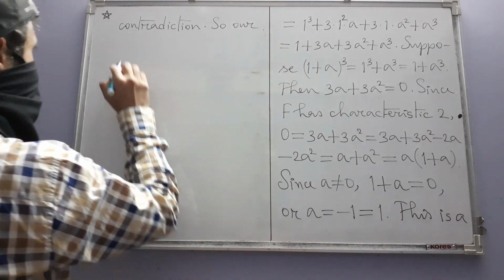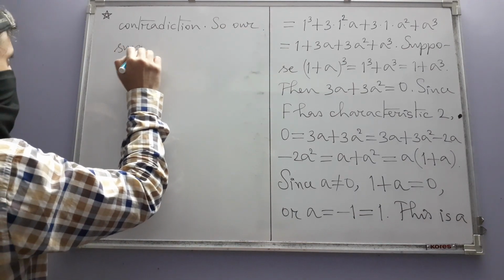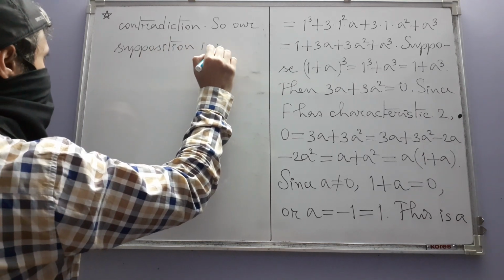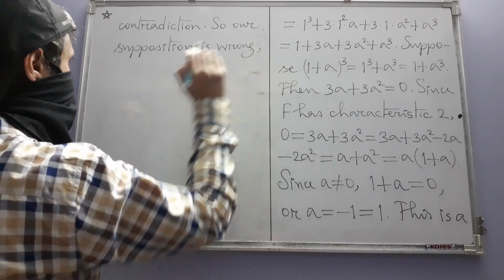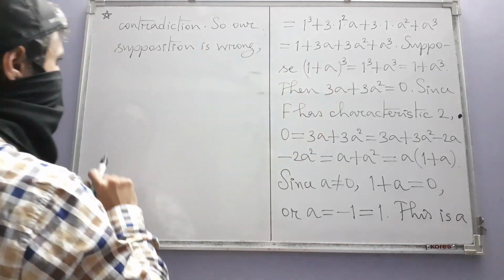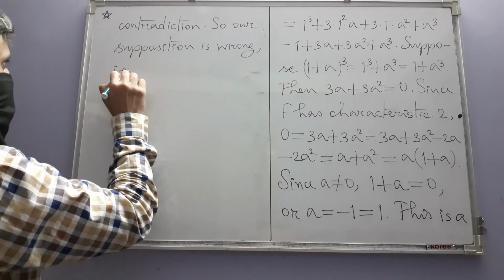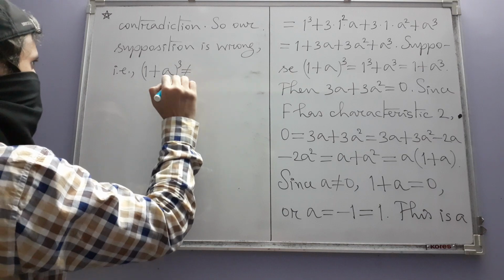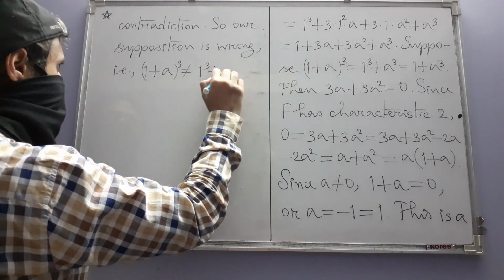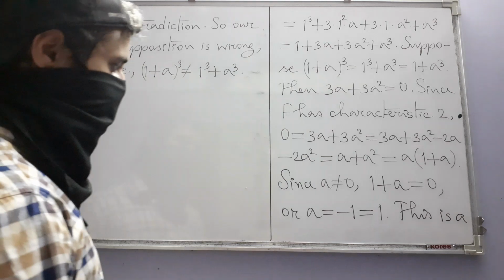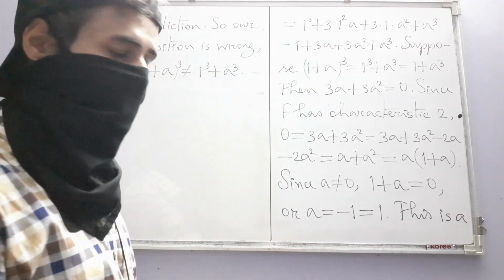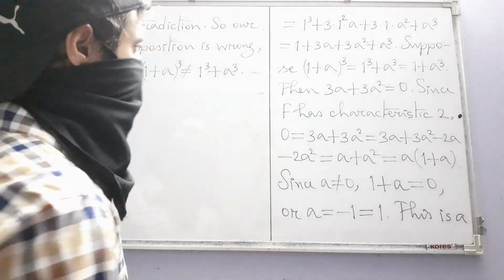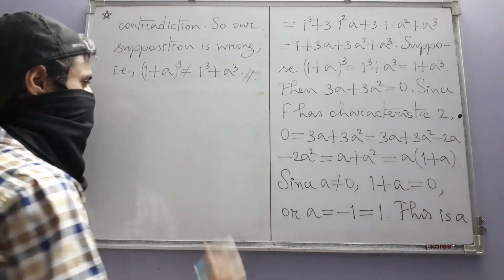So our supposition is wrong. That means this supposition is wrong, i.e. this is actually not equal to this. So that's how we have found two elements x and y for which we have this condition, and they are 1 and a, and that completes the solution.